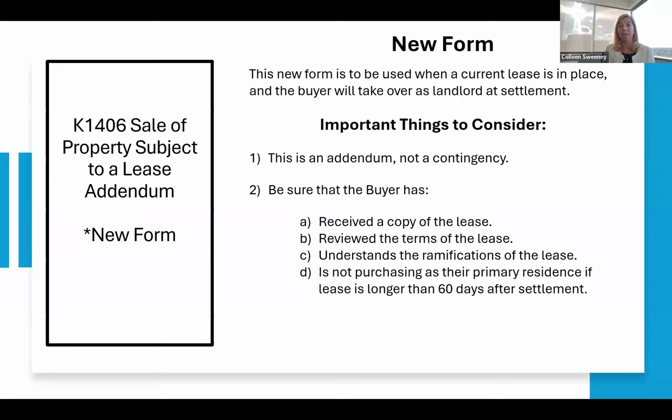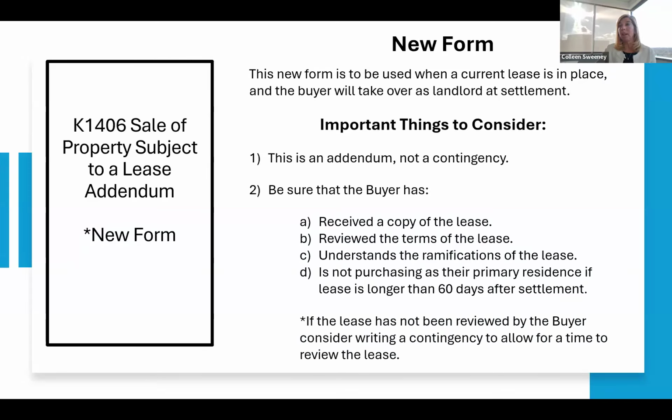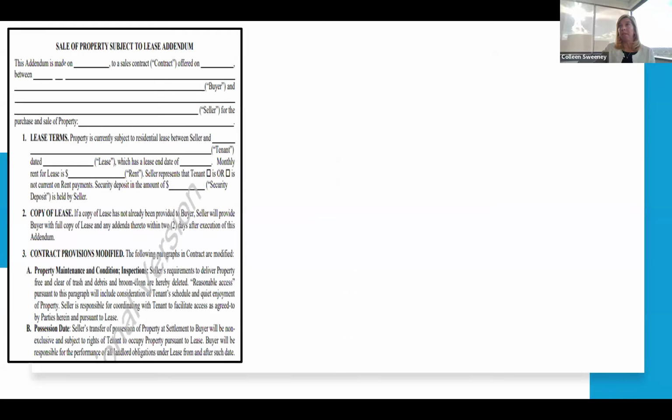If they have a copy of the lease, they don't have a way to get out of it. If they don't have a copy of the lease and they're going to get it afterwards, I don't know what good it does them if they can't get out of it. So keep this in mind. It's really important. If the lease hasn't been reviewed by the buyer, consider writing a contingency to allow for time to review the lease. Just make sure that you understand that once they get the lease, as written, they can't get out of the contract. All right, I love this addendum. I think it's going to be really helpful to y'all.